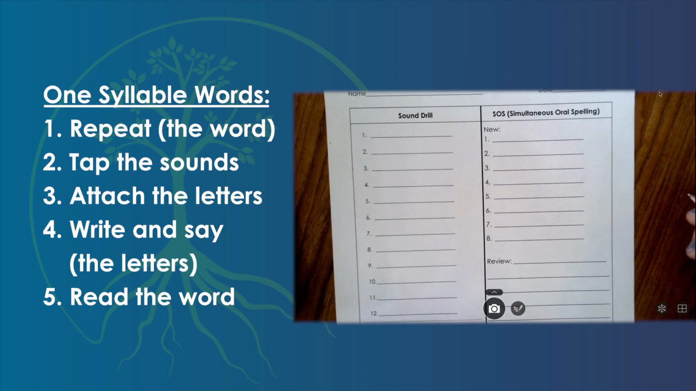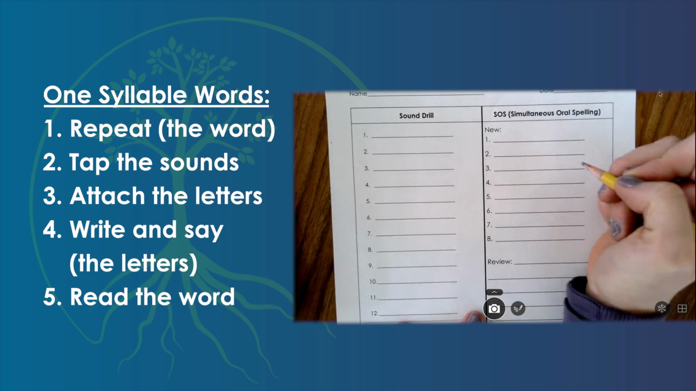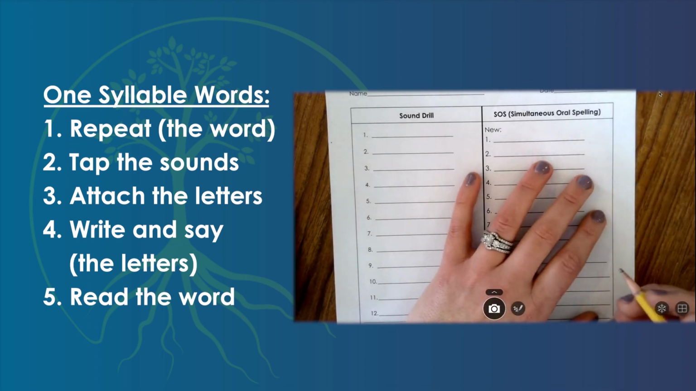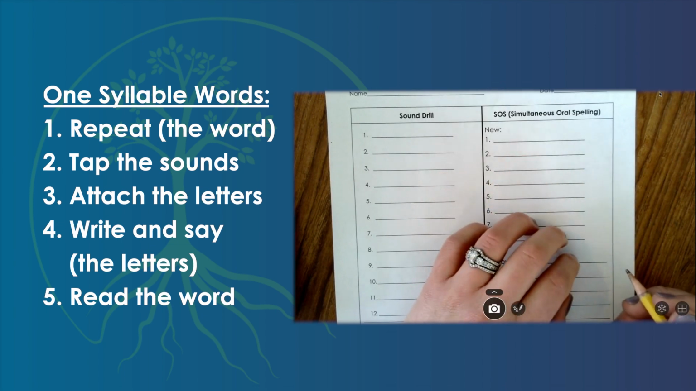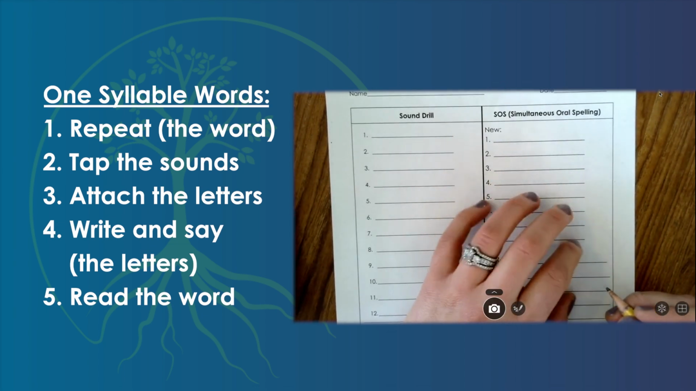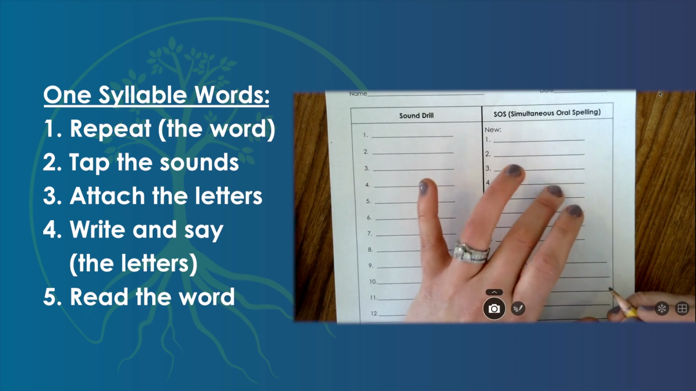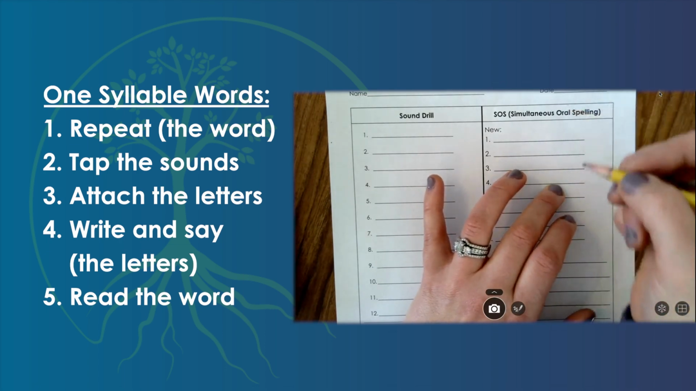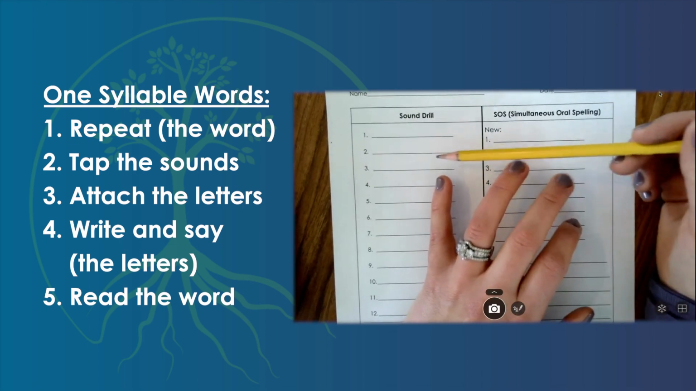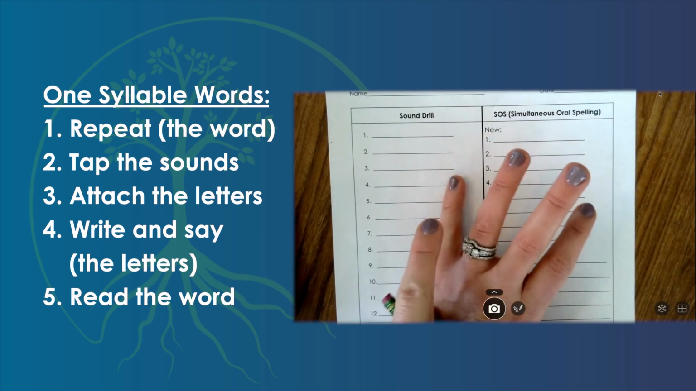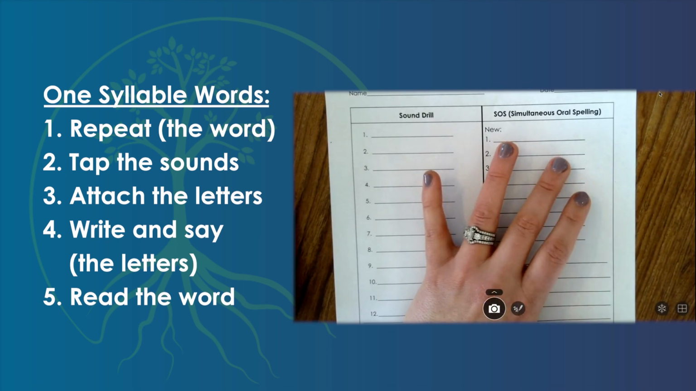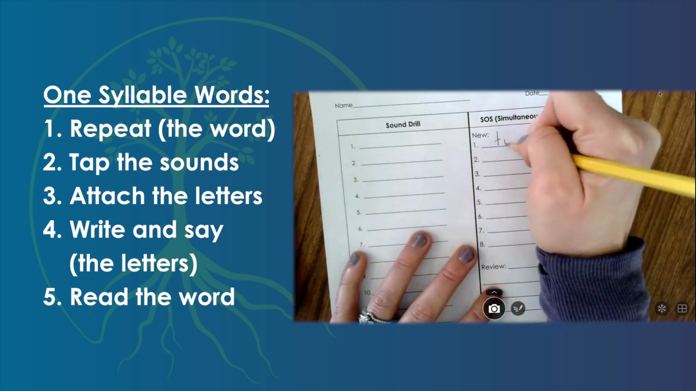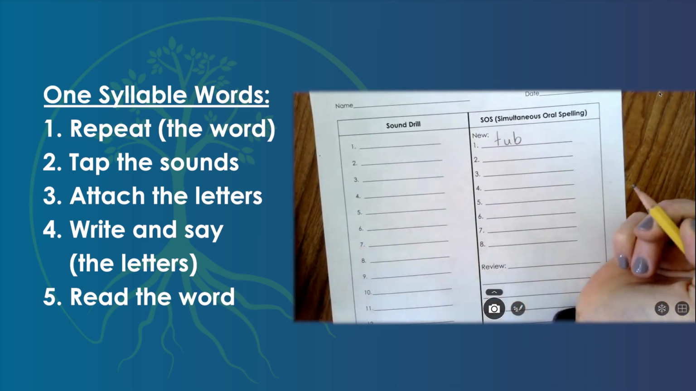The first thing that we want to keep in mind is that we start with sound and we attach letters. So if we're going to do the word tub, then we want to guide students to tap the sounds they hear in the word tub. So we would say repeat tub, and students would say tub. Tap tub, t, u, b, attach the letters. If they're struggling, just go back and remind them, what spells t? What spells u? And they would say u. What spells b? And they would say b. And then you would write t, u, b, read the word tub.